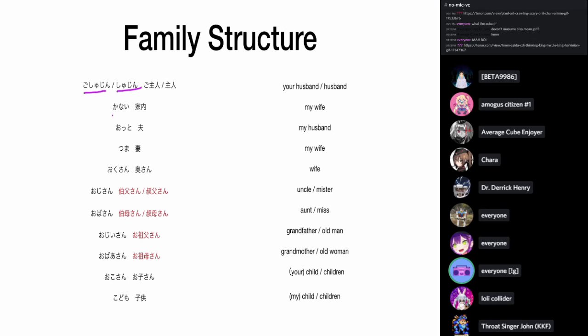Next is Kanai. Kanai is my wife. Other people would not say Kanai to talk about your wife. And I'll talk about why that is later.